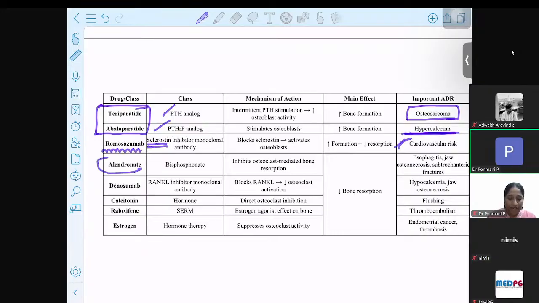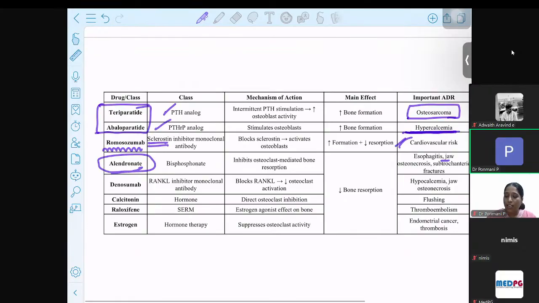And for our favorite bisphosphonates, they can cause jaw osteonecrosis and subtrochanteric fractures. Okay. So similarly, you have denosumab also. This also shares the same common ADR as alendronate, which is jaw osteonecrosis. And then you have estrogen and raloxifene, which is also a SERM, and you have calcitonin itself.